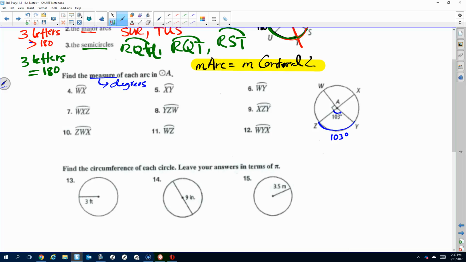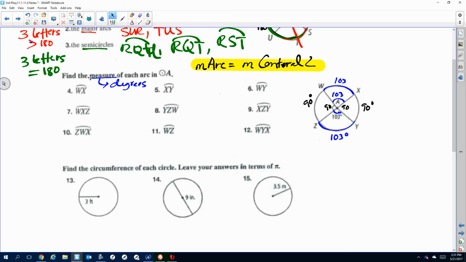And then I know this central angle is vertical to angle WAX, so that's also 103. That means that arc WX is also 103. And then we're going to fill in the other remaining parts. Well, that box tells me it's 90, so that arc is 90 degrees. And again, it's vertical, so right here we have 90 degrees.